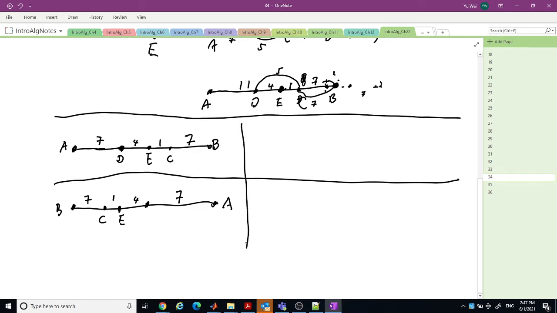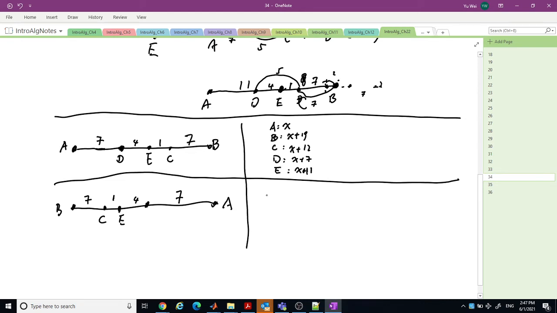Okay, so let's list the A. The A is assumed to be X. Then the B is X plus 19. The C will be X plus 12. The D is X plus 7. The E will be X plus 11.